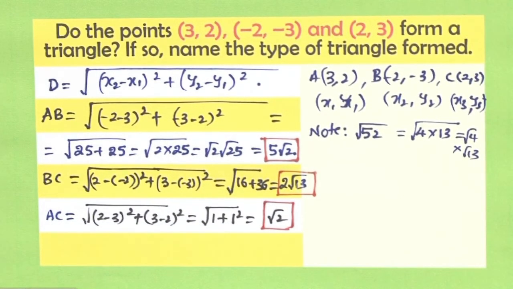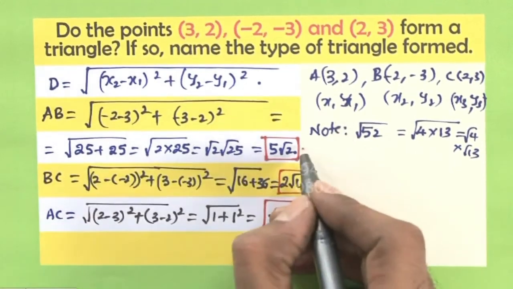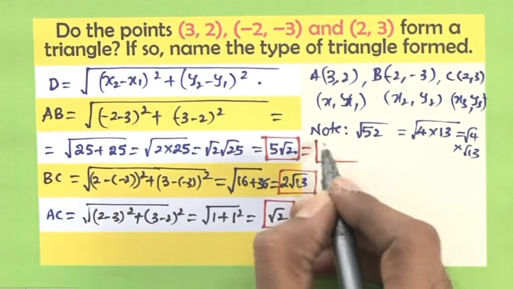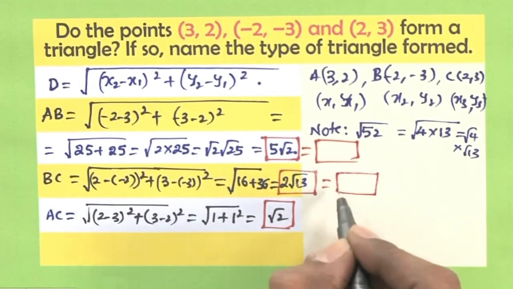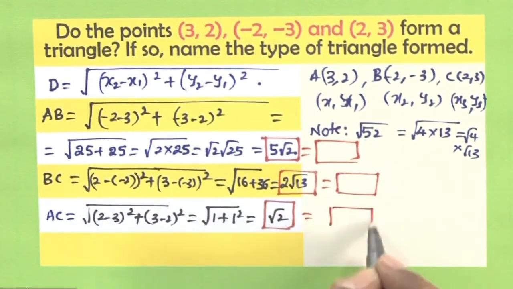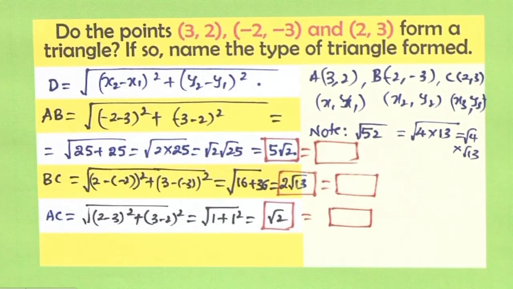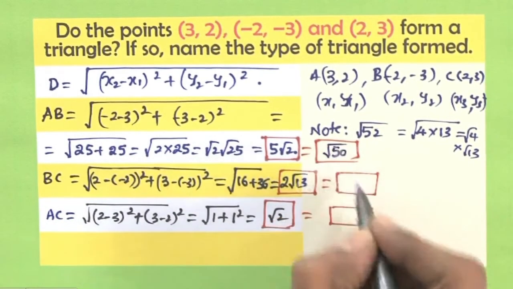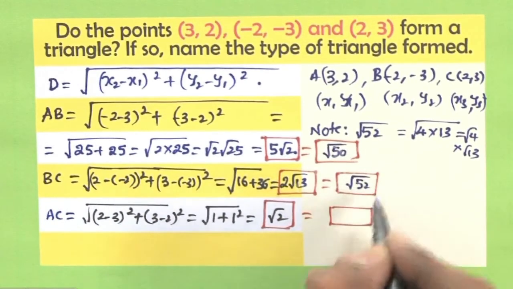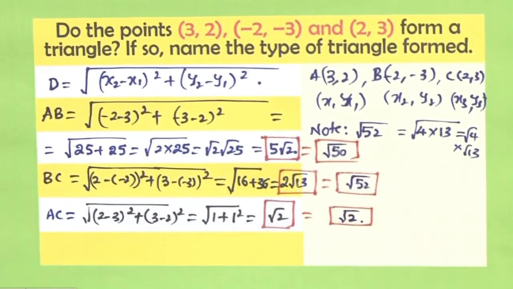BC is 2 root 13, AB is 5 root 2, and AC is root 2. You can also write AB as root 50, BC as root of 52, and AC as root of 2. Isn't it? This is root of 50, root of 52, root of 2.